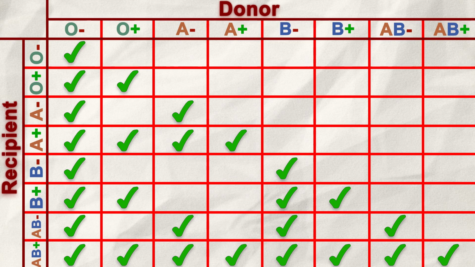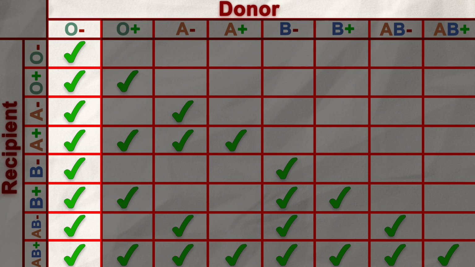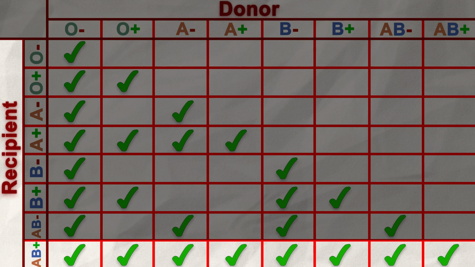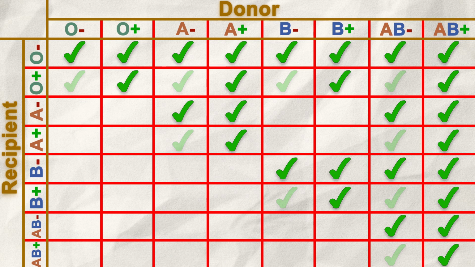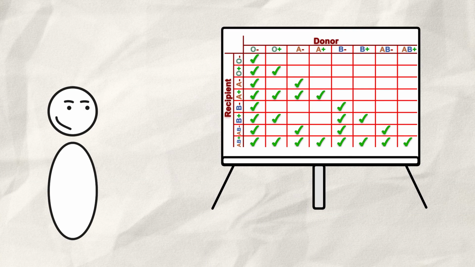In a blood transfusion, type O negative is considered the true universal donor and AB positive the true universal recipient. Of course, for plasma transfusion, including antibodies, it's the other way around. And with this, you should understand the cause and effect of blood types.